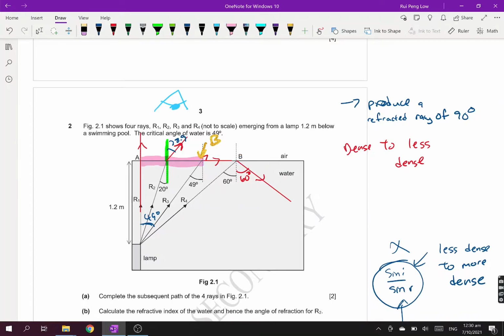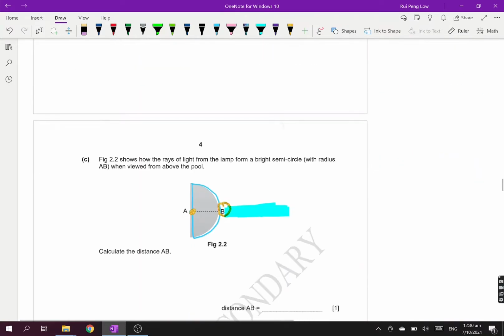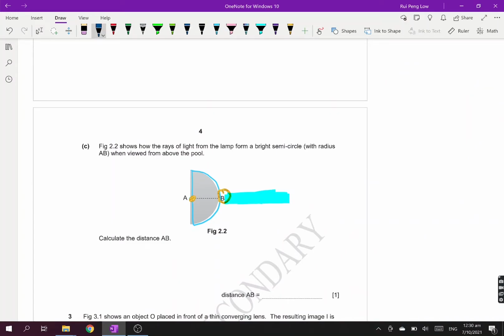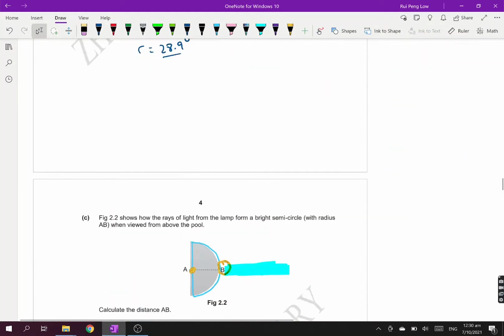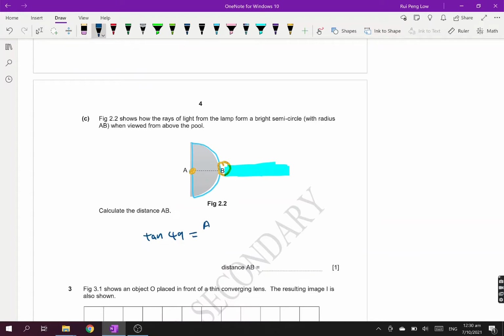So using our trigonometry, you can use tangent. So we say tangent 49 equals opposite over adjacent, which is your AB over your 1.2. So find AB. Tangent 49 times 1.2. AB is equal to 1.38 meters. Okay, 1.38 meters.